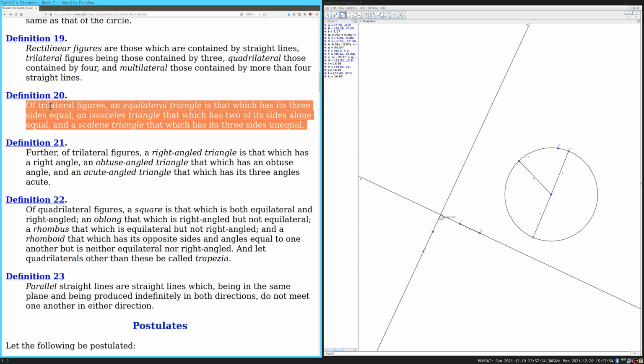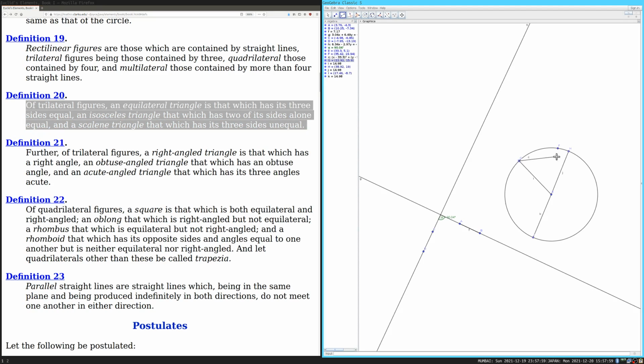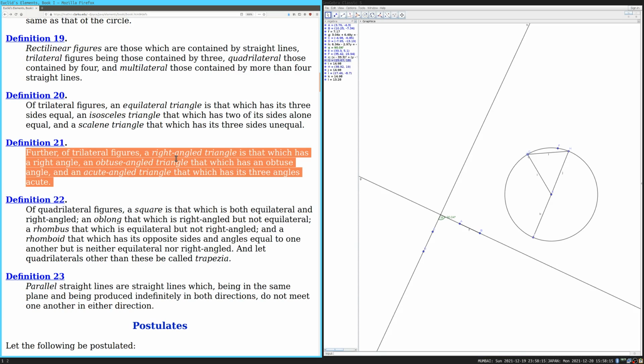Further, of the trilateral figures, for instance, if we take 2 points in the circle, then I always get isosceles triangles like this, right? Further, of trilateral figures, a right-angled triangle is that which has a right angle. An obtuse angled triangle is that which has an obtuse angle. And an acute triangle is that which has its 3 angles acute.